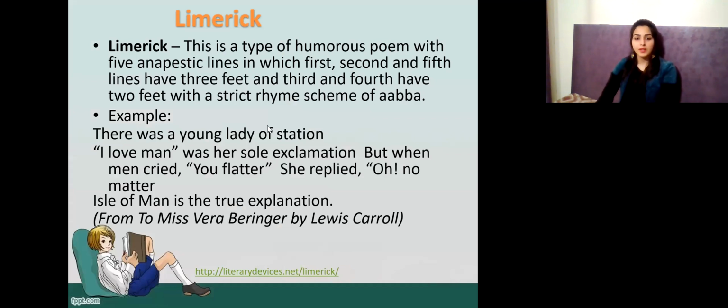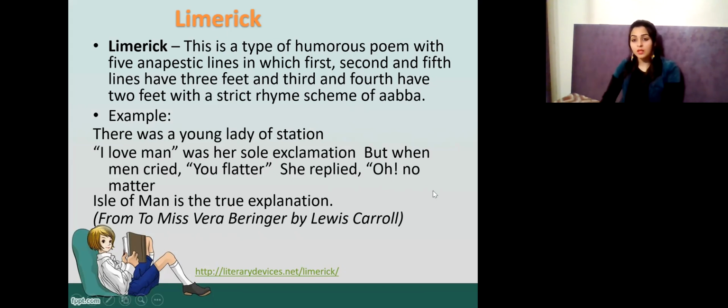Now let's move forward to limerick. Limerick is the last type of poetry. Limerick is a type of humorous poem with five anapestic lines in which the first, second, and fifth lines have 3 feet and the third and fourth have 2 feet. Now, this is too much specification of the poetry, so you can write it down. It is anapestic, with five anapestic lines. First, second, and fifth lines have 3 feet, and third and fourth have 2 feet, with a strict rhyme scheme of AABBA.